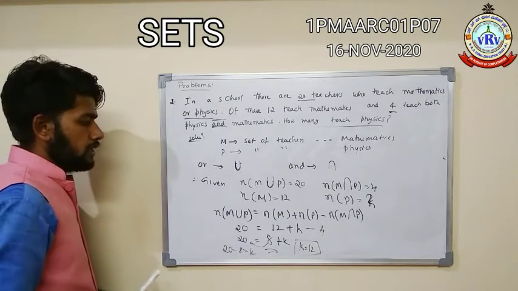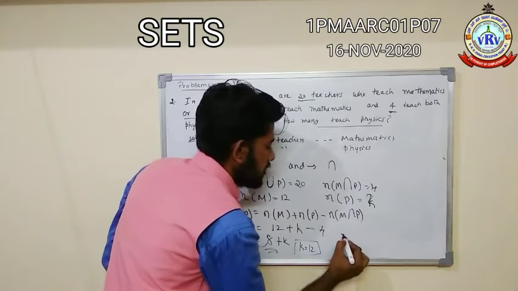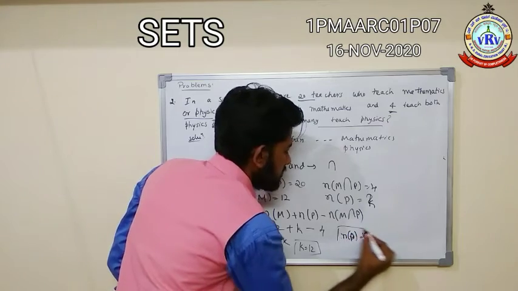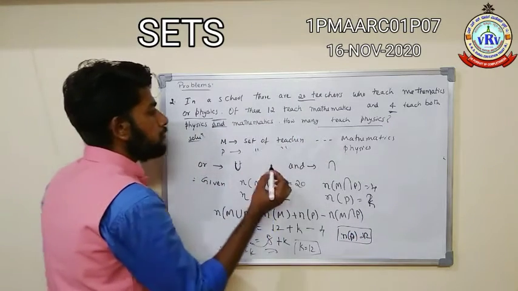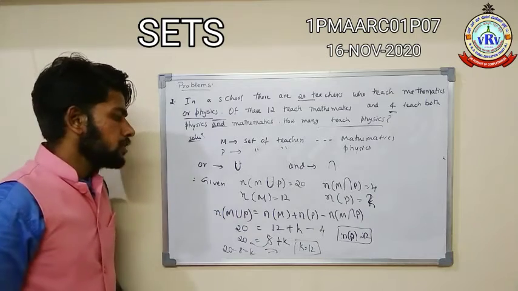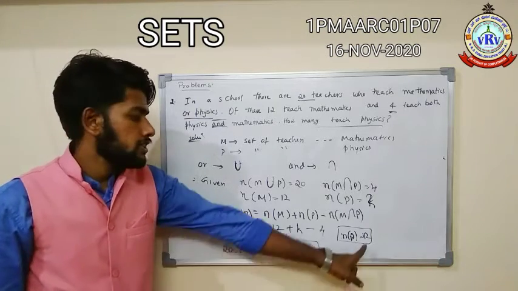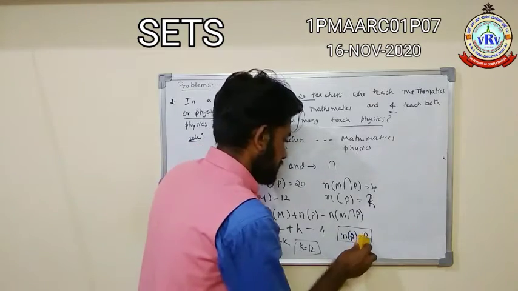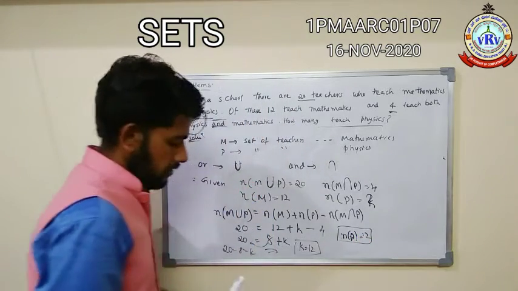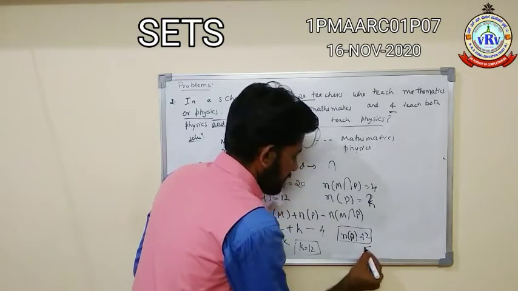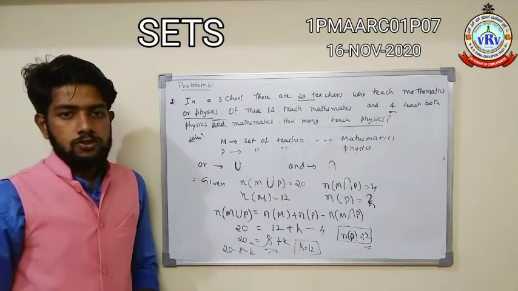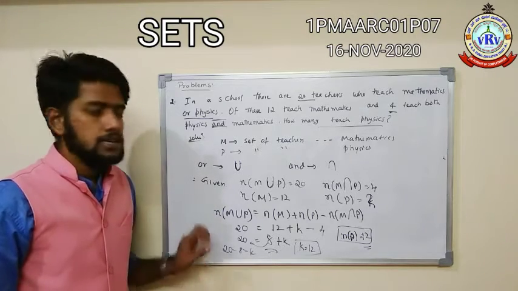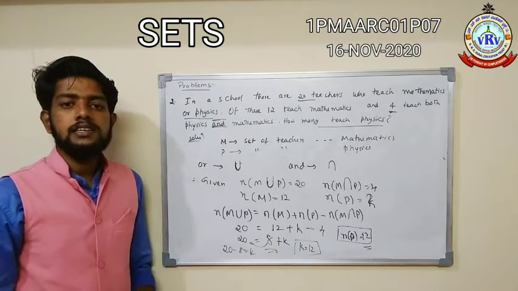K is equal to 12. Therefore, n of P is equal to 12. That means the number of teachers who can teach physics is equal to 12 members, 12 teachers. n of P is equal to 12. This is the answer for this question. Isn't it very simple if you know this formula, right? So now we will see the next problem.